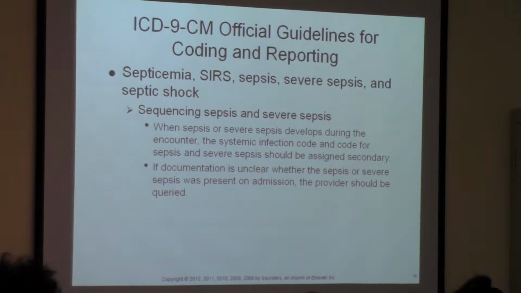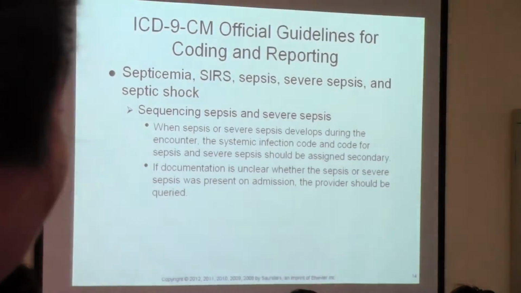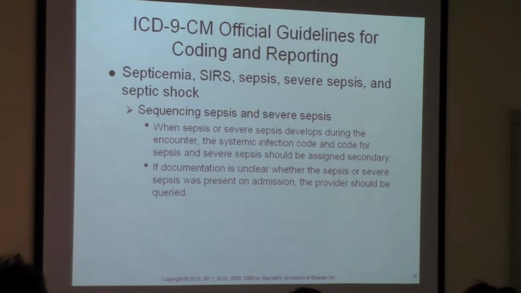Sepsis, severe sepsis. When sepsis or severe sepsis develops during the encounter, the systemic infection code and the code for sepsis or severe sepsis should be assigned secondary, so we went over that example. If the documentation is unclear whether sepsis or severe sepsis was present on admission, the provider should be queried. So if you're not sure if the sepsis was present, but you know they have it, and it's not clear whether it was acquired in the hospital or prior to, ask, because there's going to be a difference in reimbursement if they didn't acquire it in the hospital. They actually were present with sepsis. It'll be a chunk of change, so you'll get paid a little bit more.